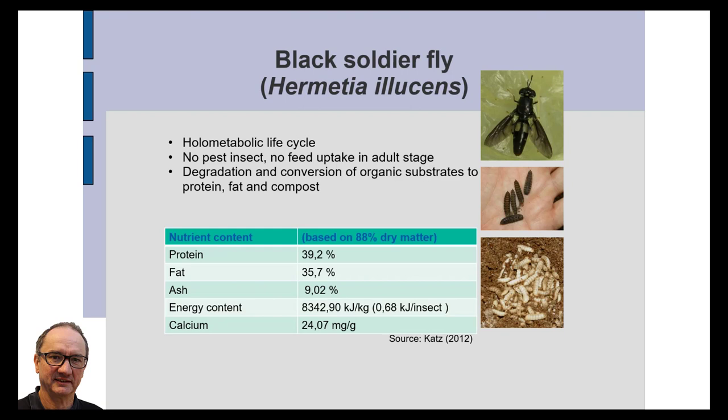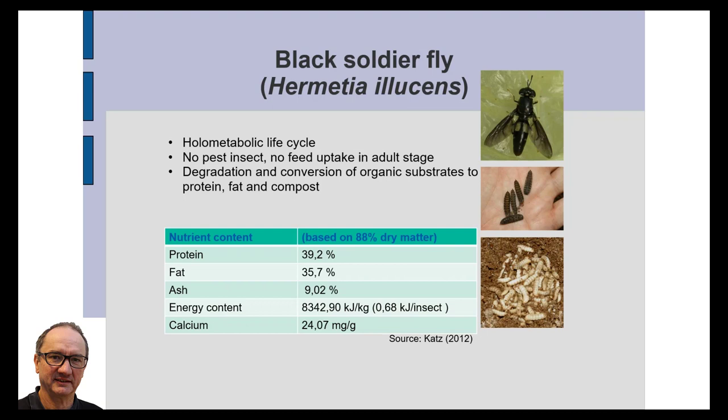So we talk with the black soldier fly about the whole metabolic life cycle. As Fabiola said, we have the four stages: adult flies, then egg, larvae, pupae, and adult flies again. The black soldier fly is no pest insect. The adult fly does not feed in the adult stage. They don't eat anything anymore. And they have a wide variety of substrates which they can degrade and convert. So we need to understand this enzymatic potential of the larvae of this fly.